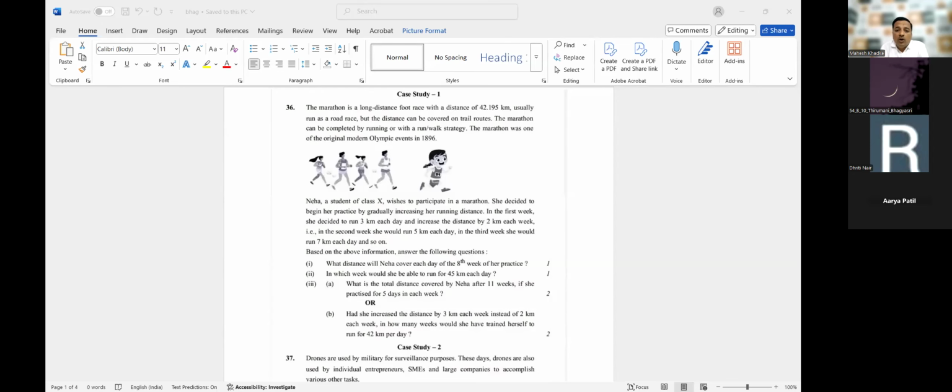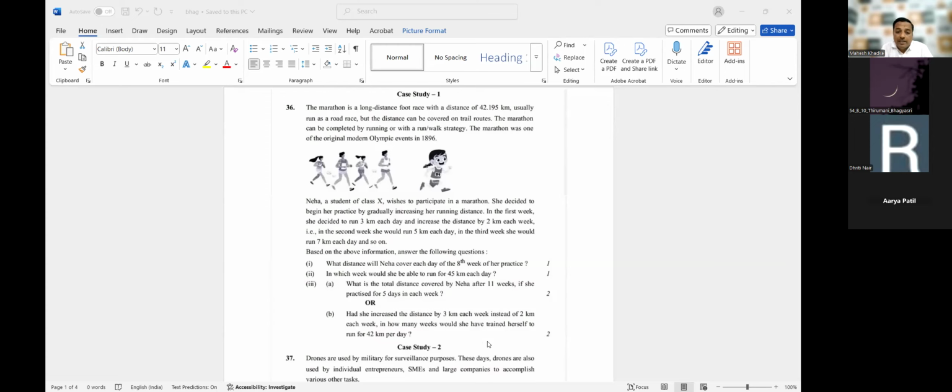The marathon is a long distance foot race with a distance of 42.195 kilometers, usually run as a road race, but the distance can be covered by trail routes. The marathon can be completed by running or with a walk-run strategy. The marathon was one of the original modern Olympic Games events in 1896. Okay. So Neha, a student of class 10, wished to participate in a marathon.